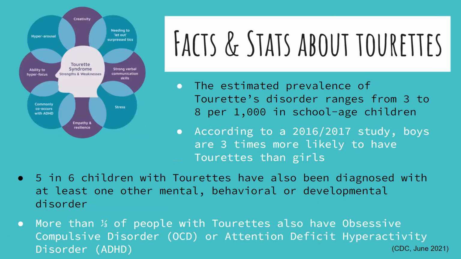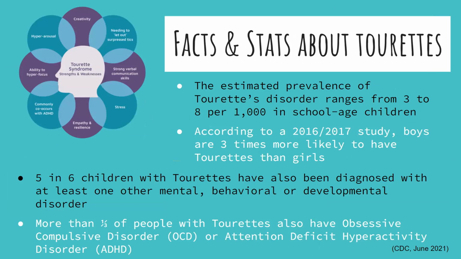Did you know that the estimated prevalence of Tourette syndrome ranges from 3 to 8 per 1,000 school-aged children, and that of those children, boys are 3 times more likely to have Tourette's than girls? Researchers are not exactly sure why boys are more likely to have Tourette's, but I'm pretty excited to learn more in the coming years should more research be done.